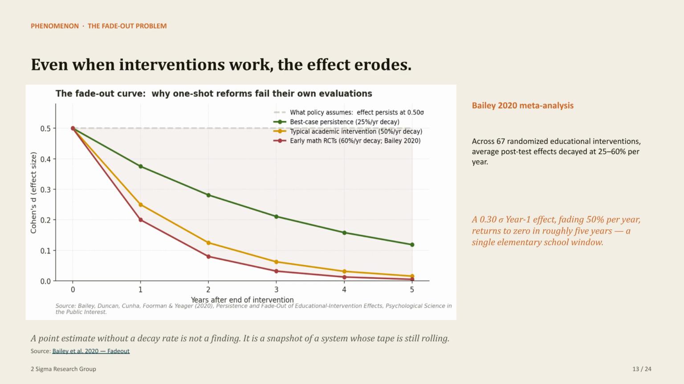Educational interventions suffer from the fade-out problem, where effects decay rapidly. A typical intervention's effect can decay by 50% per year, returning to zero in roughly 5 years. A single-point estimate is insufficient without considering the decay rate.